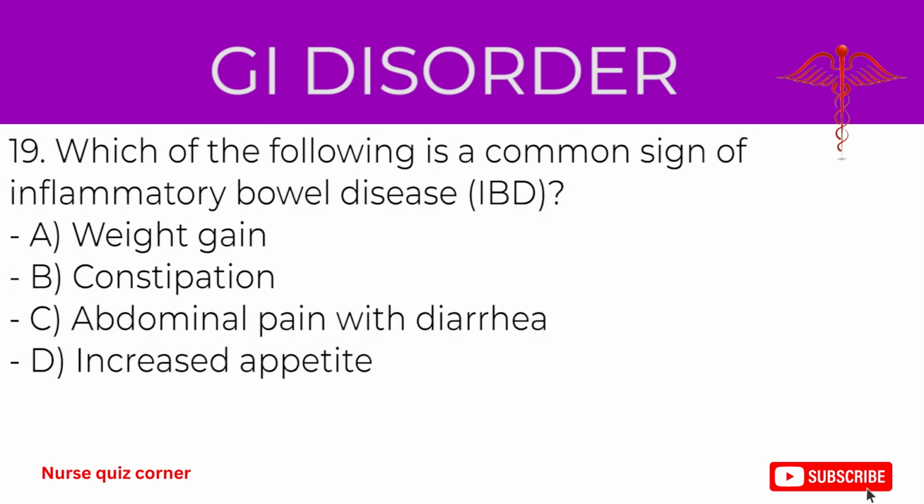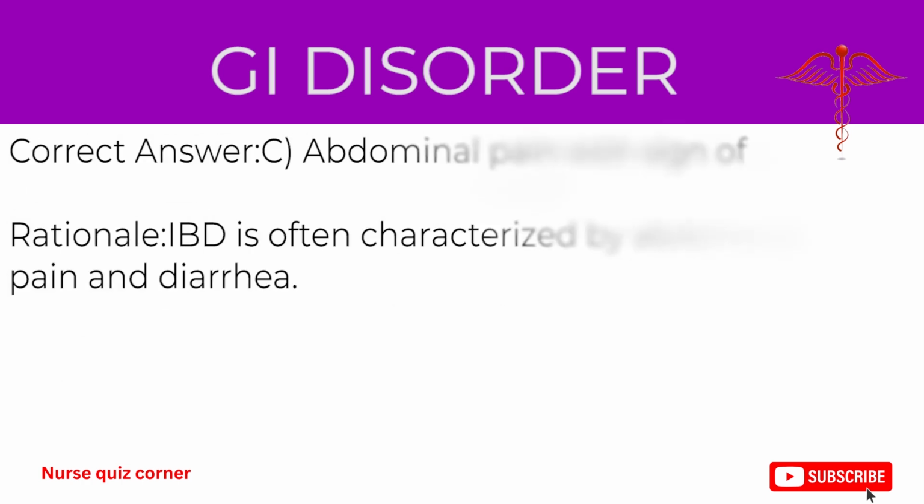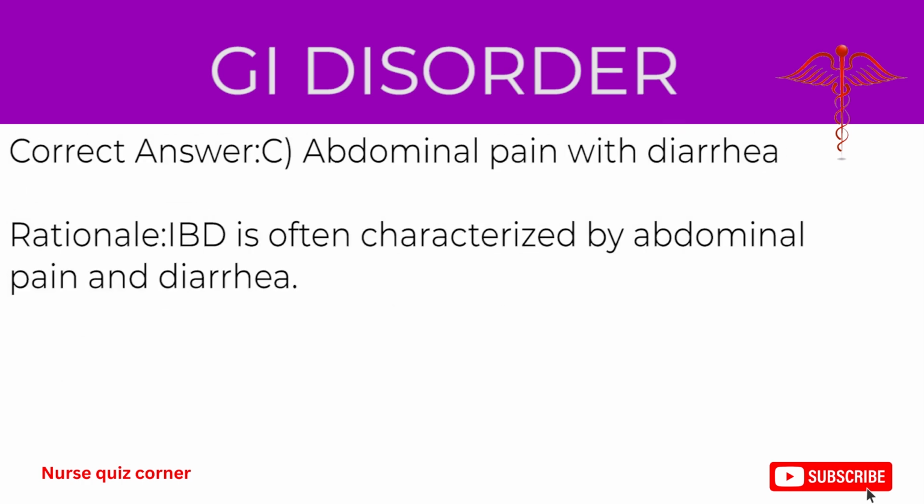19. Which of the following is a common sign of inflammatory bowel disease, IBD? A. Weight gain. B. Constipation. C. Abdominal pain with diarrhea. D. Increased appetite. Correct answer: C. Abdominal pain with diarrhea. Rationale: IBD is often characterized by abdominal pain and diarrhea.